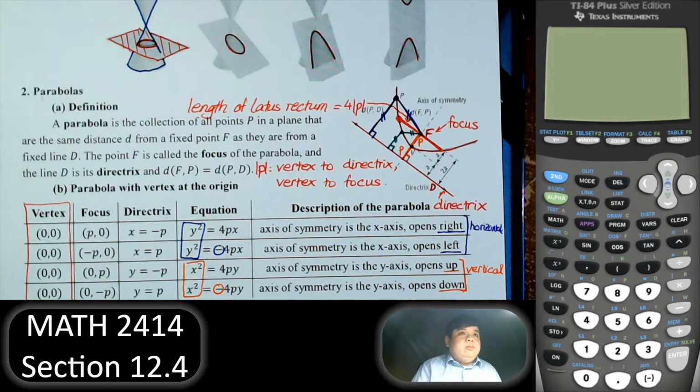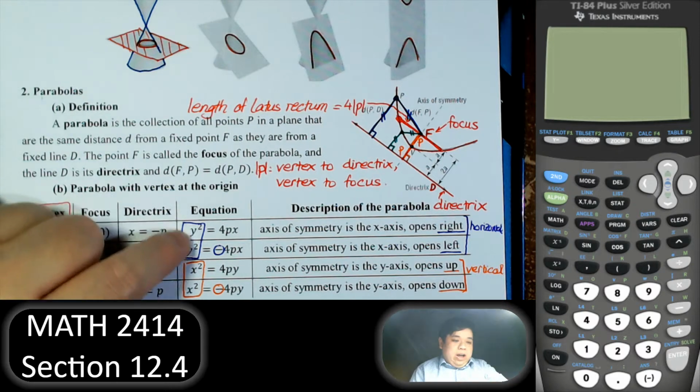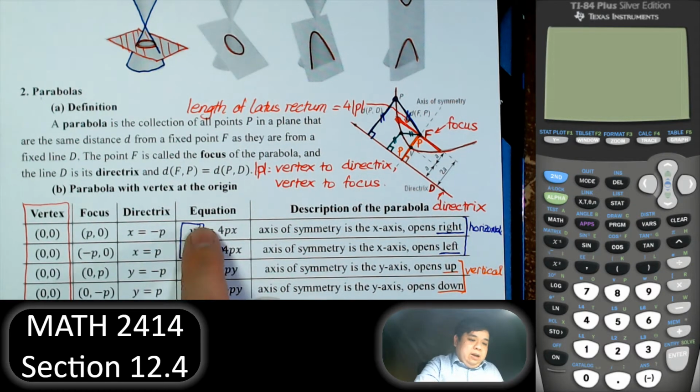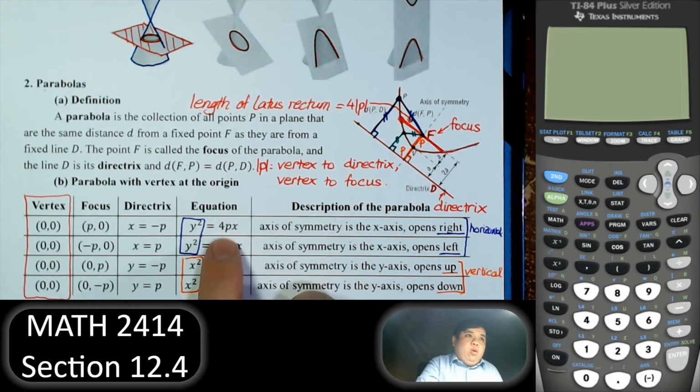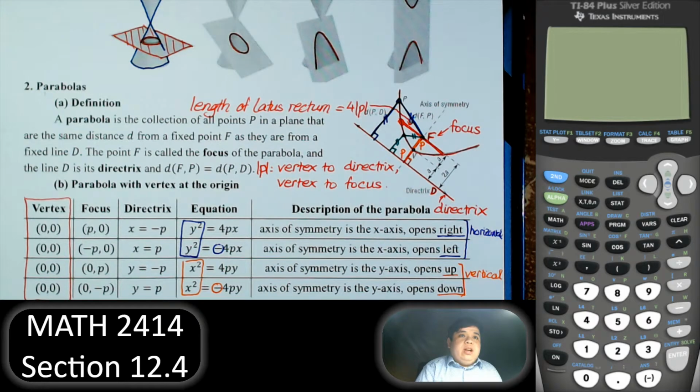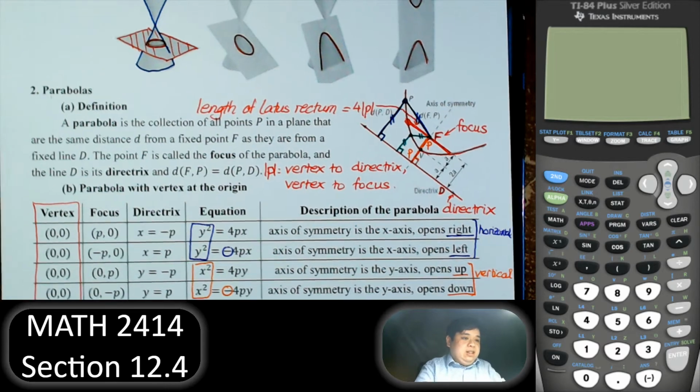Right. So y square or x square. If we have y square, then we end up with x. If we have x square, we end up with y, and then 4p, and then positive or negative. Positive is open up or to the right. Negative is open down or to the left.